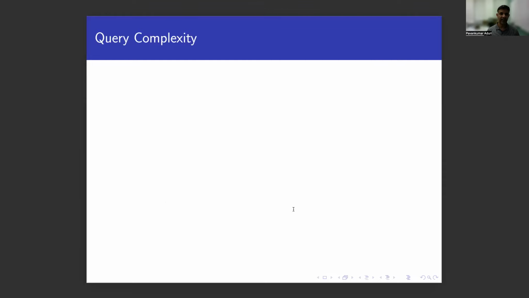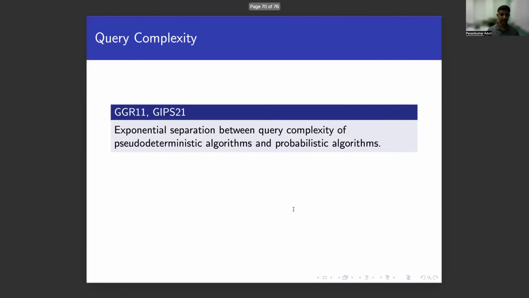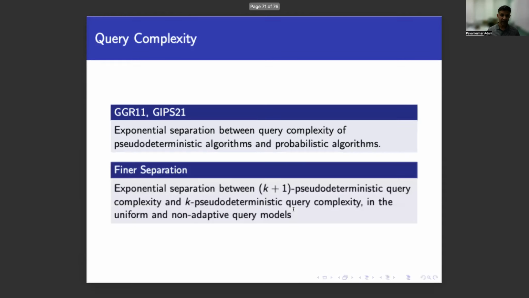Okay, so this result can be formulated in the context of query complexity. Just as a known result, the work of Goldreich, Goldwasser, Ron, and Goldwasser, Impagliazzo, Pitassi, and Santhanam, they showed an exponential separation between the query complexity of pseudo-deterministic algorithms and probabilistic algorithms. And using this earlier result, we get a finer separation. So this can be translated to show that there is an exponential separation between the K plus 1 pseudo-deterministic query complexity and K pseudo-deterministic query complexity in this uniform and non-adaptive query models. Okay, so that's the end of this talk.